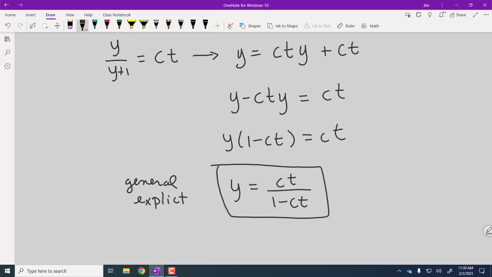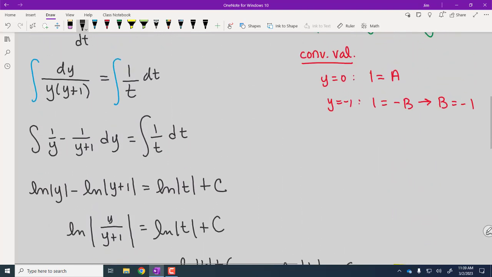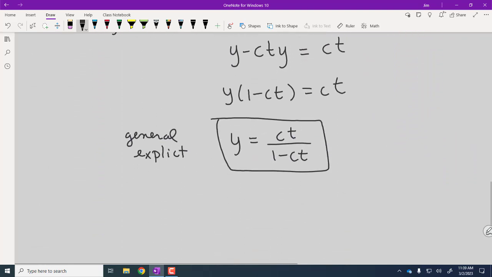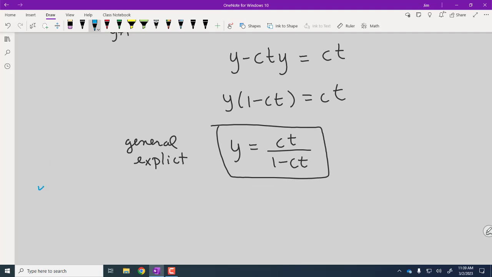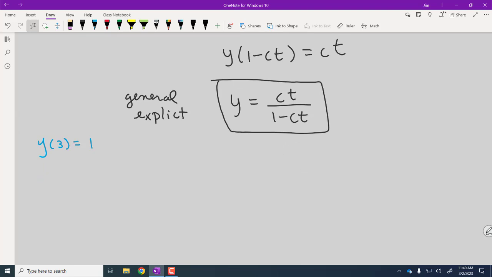And did this one have initial values? Where was this problem? Y of 3 is 1. So this tells us that the y value will be 1 when the t value is 3. So t value is 3. So we have that.